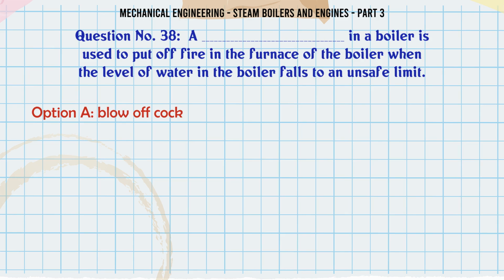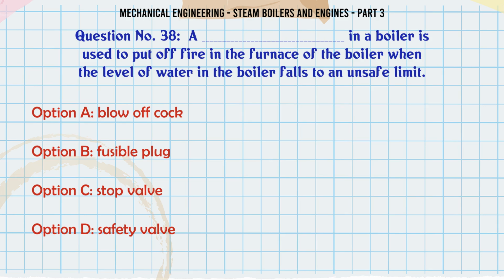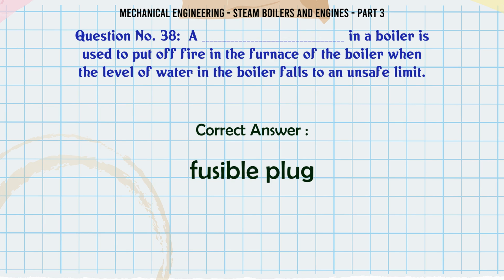A is used in a boiler to put off fire in the furnace of the boiler when the level of water in the boiler falls to an unsafe limit. A. Blow-off cock. B. Fusible plug. C. Stop valve. D. Safety valve. The correct answer is fusible plug.